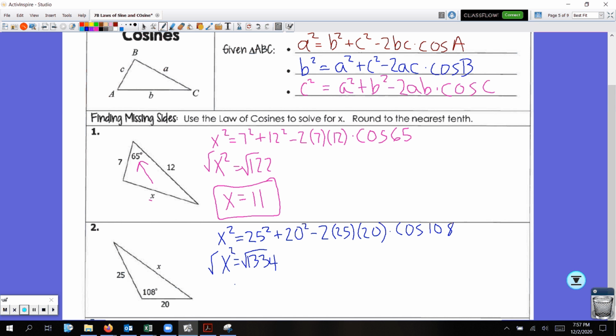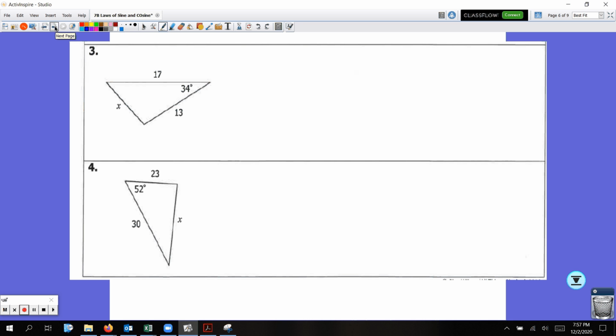Remember, we need to take the square root then. That's not our answer. So we take the square root of that, and we get 36.5. 36.5, that's what x is. Beautiful. Hopefully you feel a little better about it. It's really not as crazy as these formulas make it seem. It's not so bad. So right now, I want you to pause the video again and set up, using the law of cosines, and solve for x for 3 and 4.